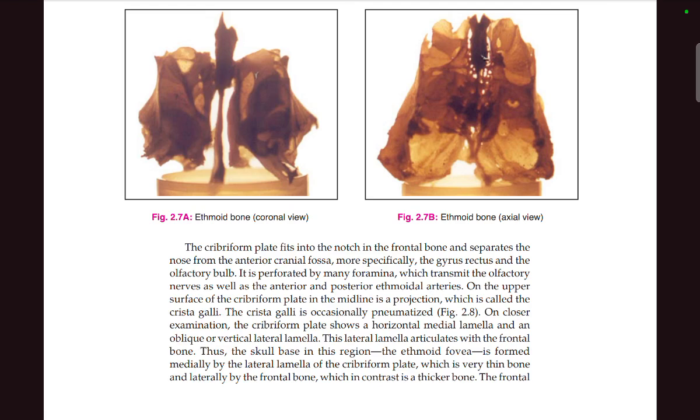On closer examination, the cribriform plate shows a horizontal medial lamella and an oblique or vertical lateral lamella. This lateral lamella articulates with the frontal bone. Thus, the skull base in this region, the ethmoid fovea, is formed medially by the lateral lamella of the cribriform plate, which is very thin bone, and laterally by the frontal bone, which in contrast is a thicker bone.